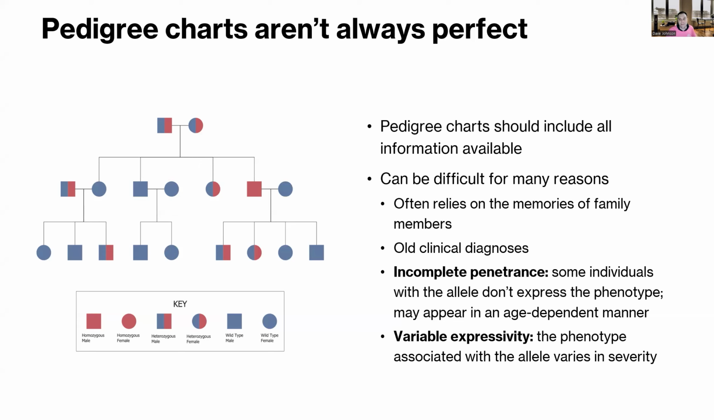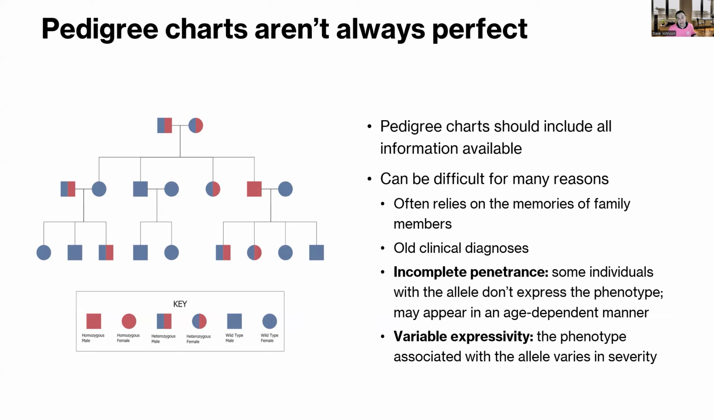Also, clinical diagnoses have changed over the years. We've gotten a lot better at diagnosing certain diseases, understanding what they are. Some people may have had a specific disease, but we didn't know what that disease was at the time, or it was called something different, or it was just sort of ignored.